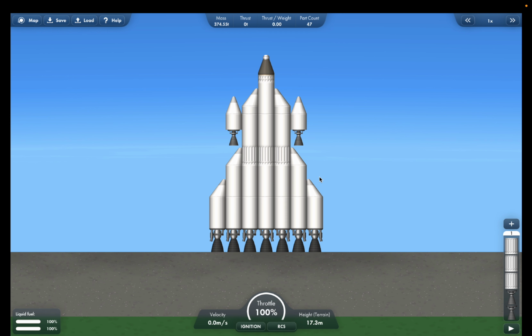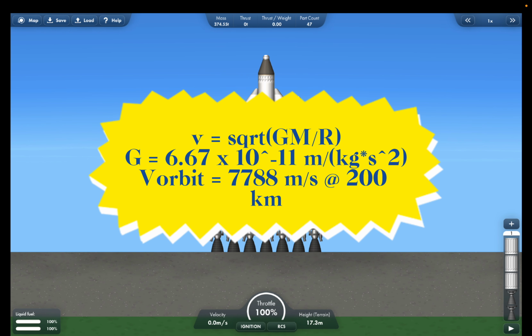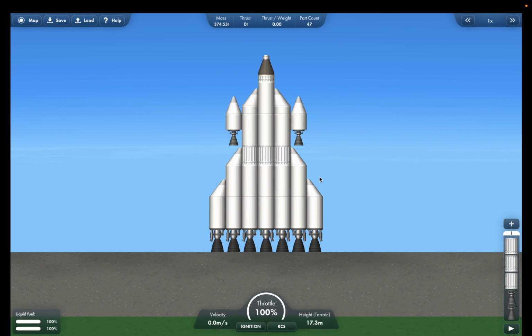In order to get into orbit around Earth, you need to reach a certain velocity directed parallel to the Earth's surface. This is calculated by v equals the square root of GM over r, where G is the gravitational constant, M is Earth's mass, and r is Earth's radius plus the height above sea level of the orbit. This turns out to be 7,788 meters per second at an altitude of about 200 kilometers. You need a huge rocket like this to reach that speed, as you can see here.